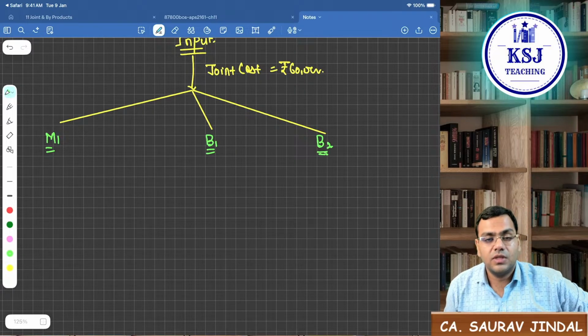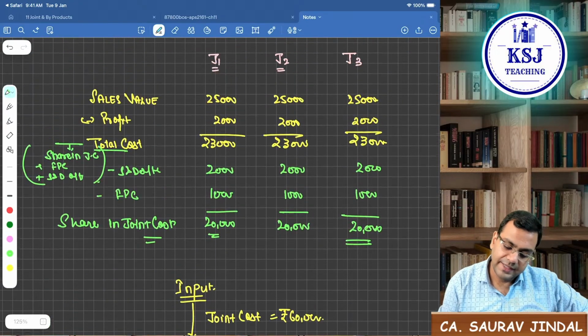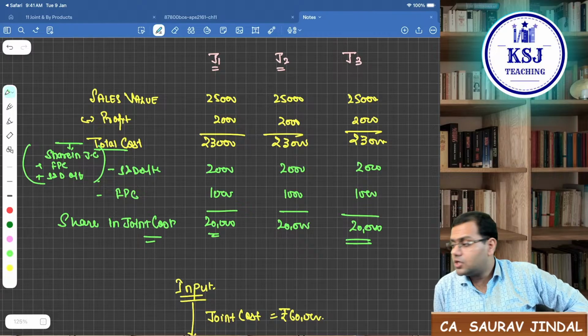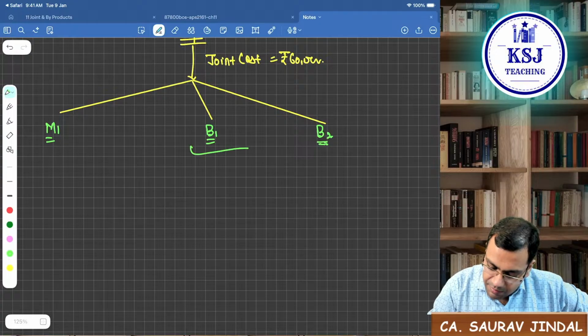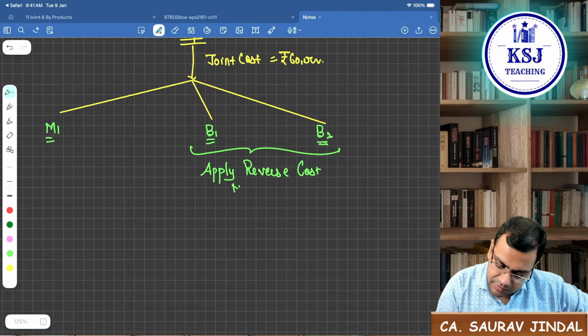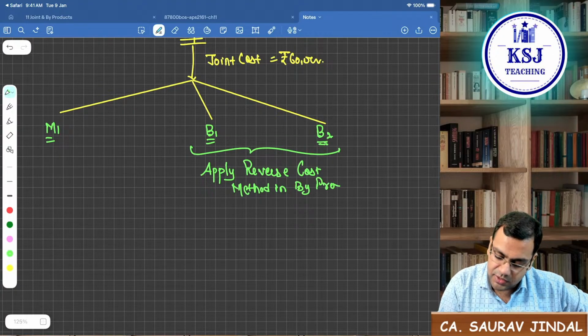What is the first step that you will do? The first step is, you will apply the reverse cost method amongst the byproducts. So you will apply reverse cost method here, in byproducts only.